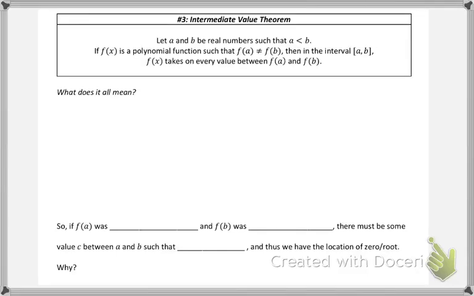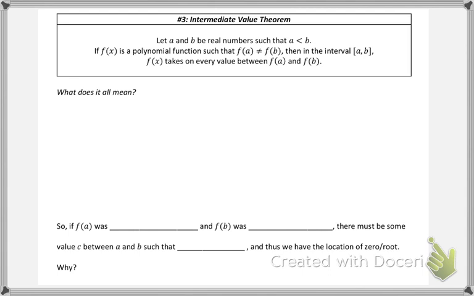So the intermediate value theorem says: let a and b be real numbers such that a is less than b. So one number is less than the other one. If f of x is a polynomial function such that f of a is not equal to f of b. So when I plug a into my function, I get a different value than if I were to plug b into the function. They're not equal.